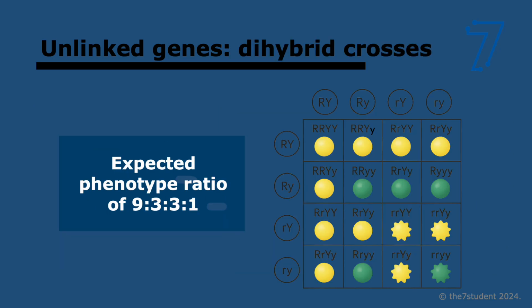Okay. Now, when you do a dihybrid cross, okay, a dihybrid cross is this. So like 2 heterozygotes for the 2 genes, right? So like big R, small r, big Y, small y.